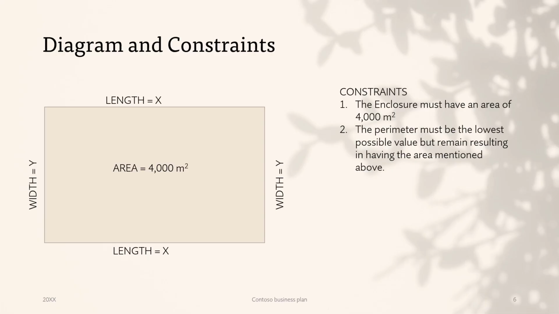So here's my diagram of my constraints. As you can see, the width is labeled as y, the length is labeled as x, and my area is 4,000 meters squared. So the enclosure has to have an area of that 4,000 meters squared, but the perimeter must be the lowest possible value while remaining to have the result of the area mentioned above, which would be 4,000 meters squared.